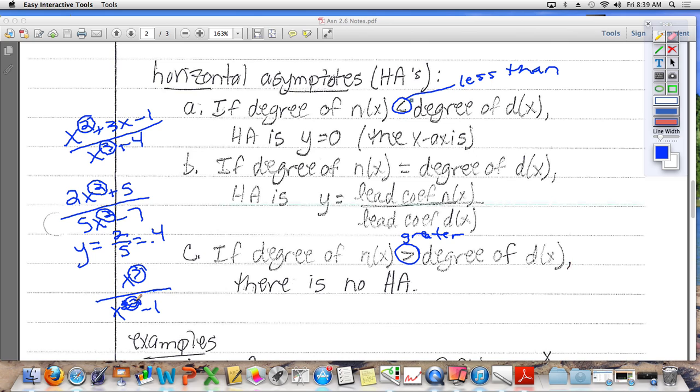What if they're the same? What if the degree of the numerator and denominator is the same? If the degree of the numerator is the same as the degree of the denominator, go to situation B. You would have, in this case, 2/5.